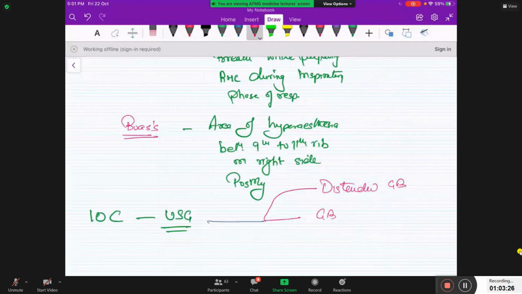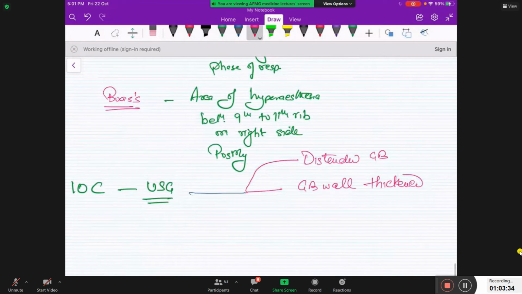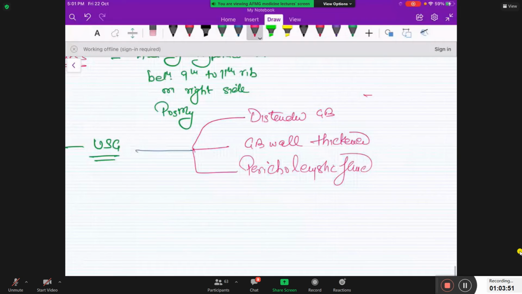The gallbladder wall gets thickened because of the edema, and some of the edema fluid from the gallbladder will leak out also. The cells will leak out some of the fluid, so there will be pericholecystic fluid also. So if you ever find these three findings on ultrasound, the patient is having acute cholecystitis.